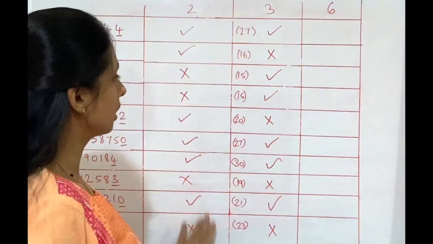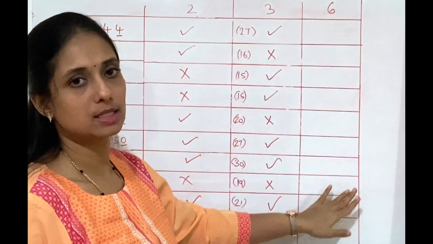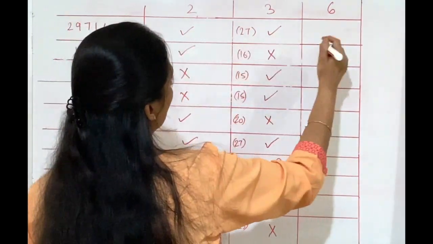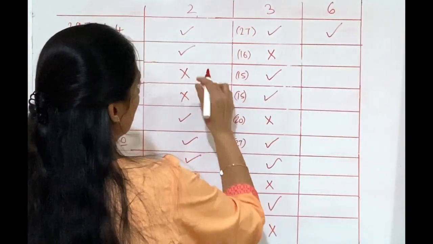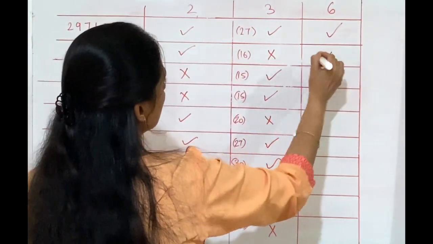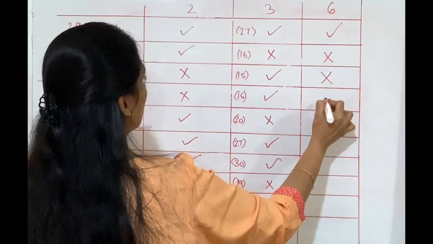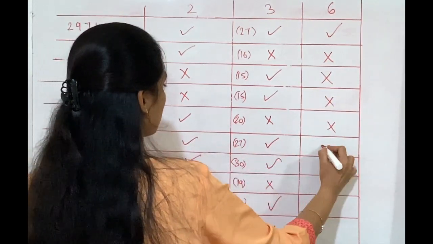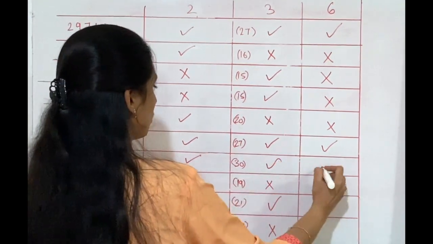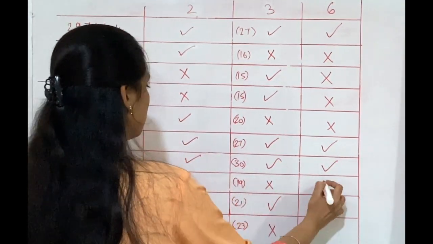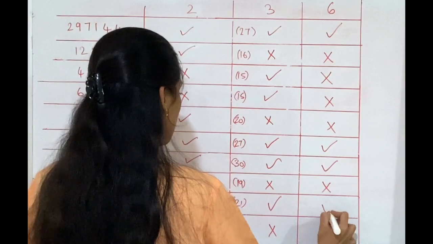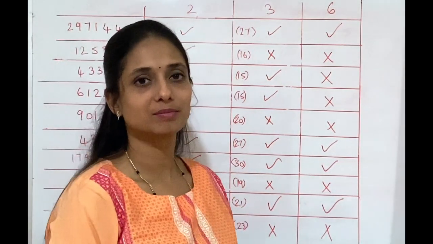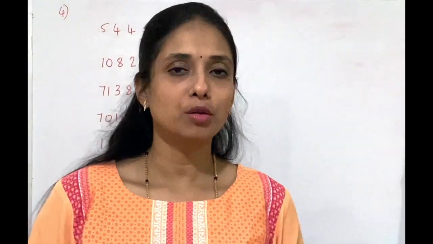So if we know these two, then we can easily say whether these numbers are divisible by 6, right? Here both we have a tick, so I can put a tick here. One tick and one cross, so no. Same way, no, no, no. We have two ticks, yes, I can put a tick here. Again 2 ticks, tick here, no. Again 2 ticks, yes, no. Isn't this very easy, children? Let's move on to the fourth problem.